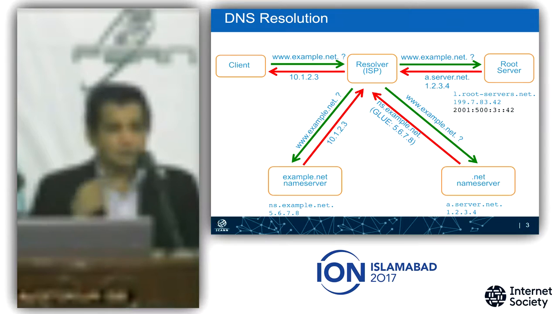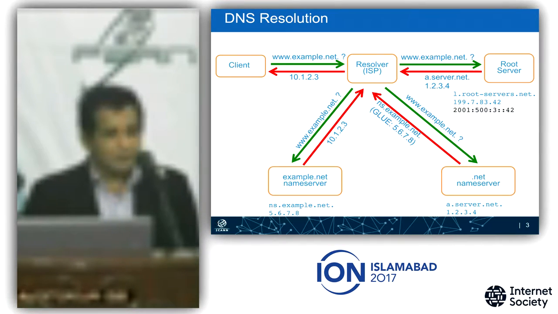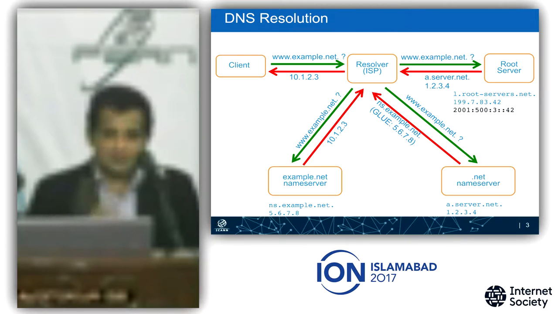The .NET server would respond back to the resolver, the recursive server, with a reference to the next level. In this case, it is the authoritative server of example.NET. So that's how the recursive server would go and talk to different levels of name servers and then find the appropriate answer, which is the IP address, and that IP address is given to the client.